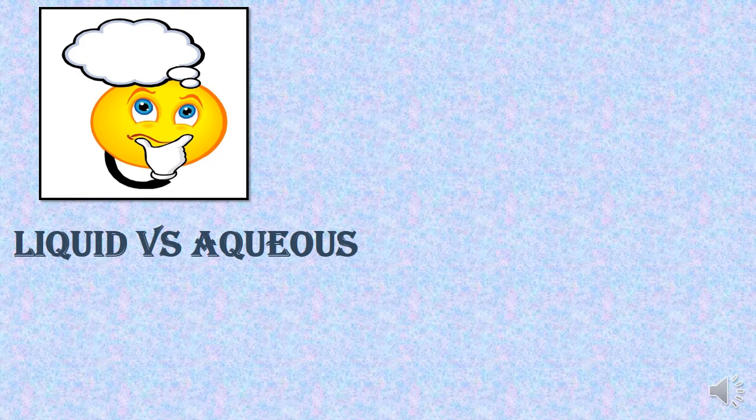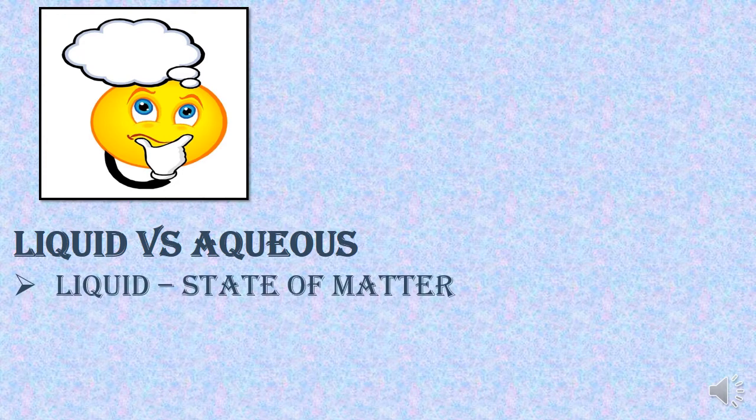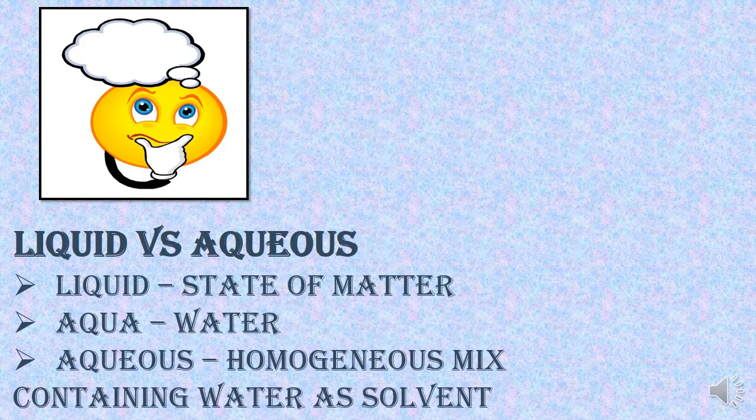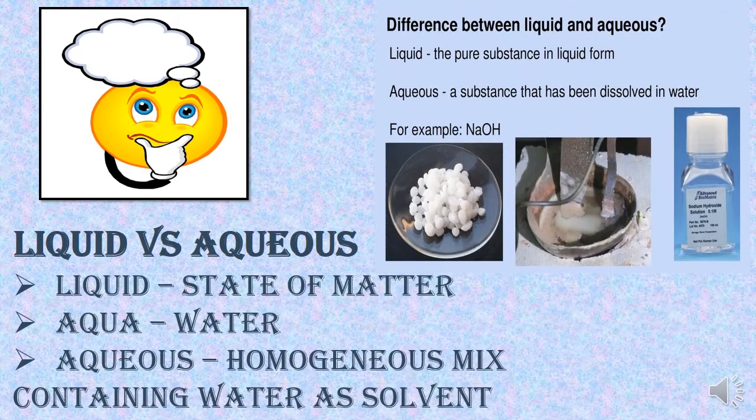I know a question must be popping into your mind. What is the basic difference between a liquid and an aqueous state? Let me explain it to you. A liquid is a state of matter which has some typical characteristics that distinguish it from the solids and the gaseous. Again, aqua means water. An aqueous solution is a solution or a homogeneous mixture where the solvent is water and the solute can be anything which is dissolved in water.